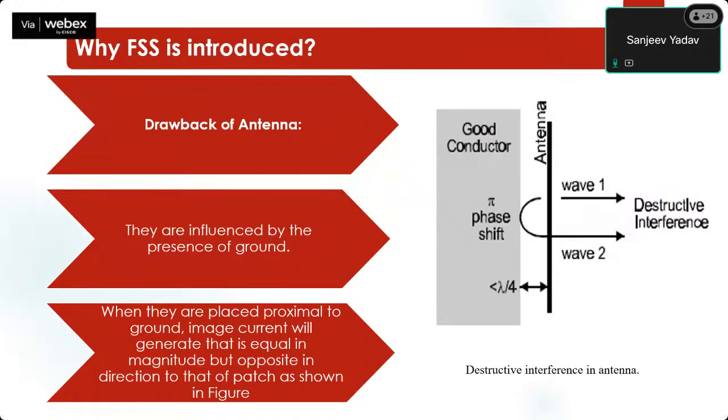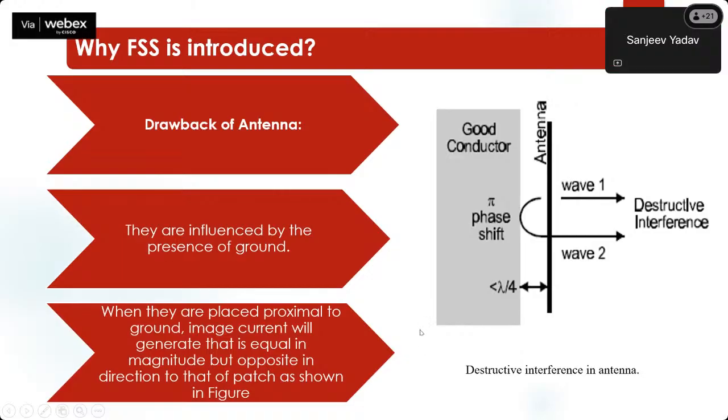Why was this introduced? The basic question is this. Initially, there was some drawback on the antenna, like they are influenced by the presence of the ground. Like here in this figure, we can see that this is the antenna. It is transmitting wave 1. But due to the presence of the ground, which is at pi phase shift, another wave is reflecting back from there. So it is showing destructive interference with wave 1. So the gain and the properties of an antenna are not as per our desired results.